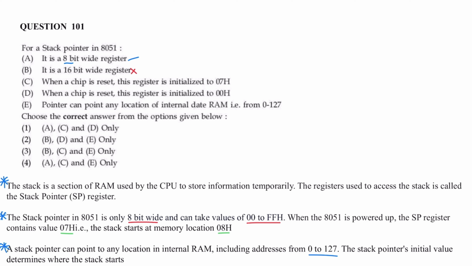Next, statement C. When a chip is reset, the register is initialized to 07H. Statement C is correct. And statement D is wrong. The pointer can point to any location of internal data RAM from 0 to 127. Statement E is correct. In the given question, statement A, statement C and statement E are correct. A, C, E. The correct option is 4.